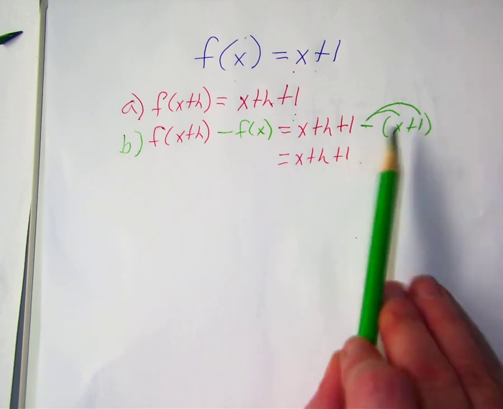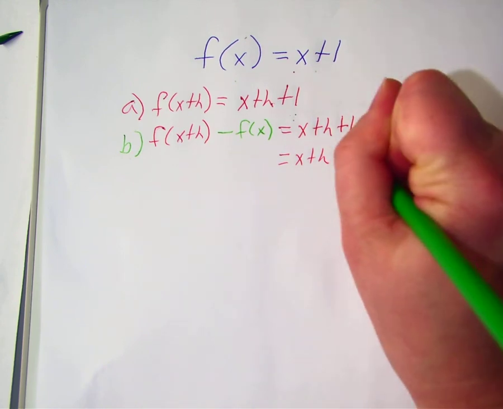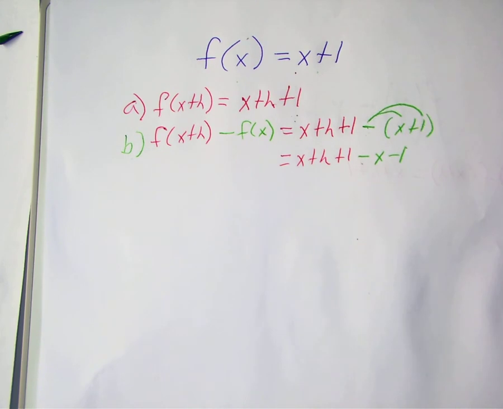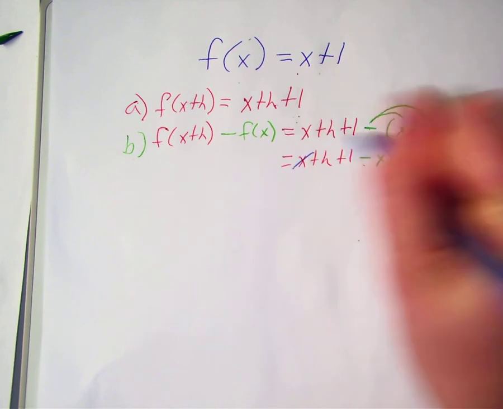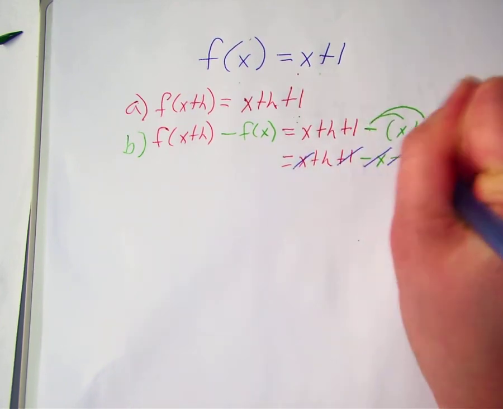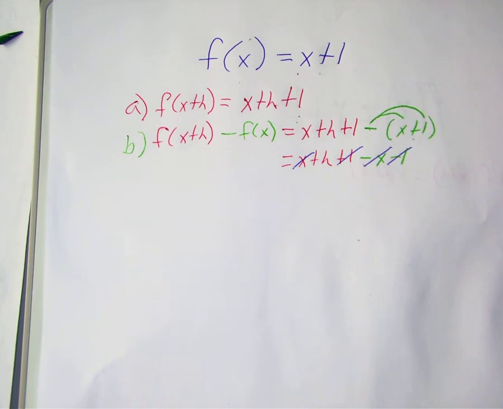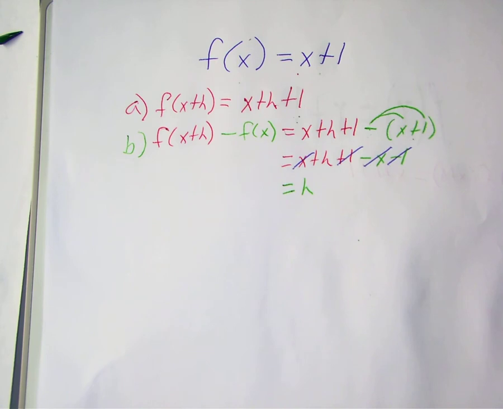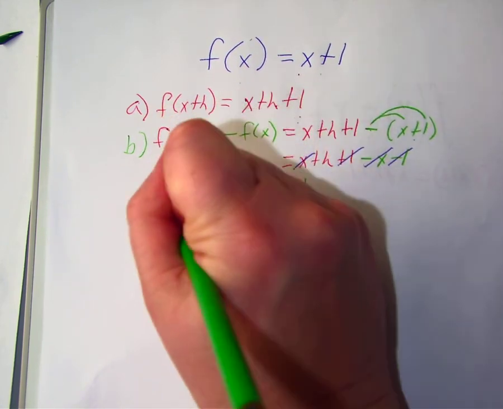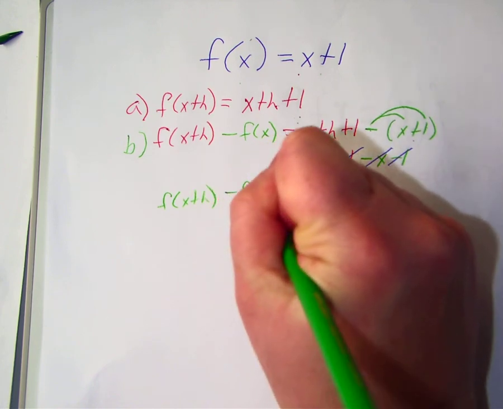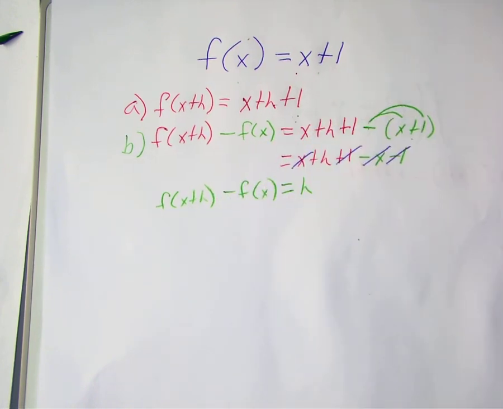I'm going to distribute the negative to both of these two terms. So I've got negative x and negative 1. All right, and now I have like terms that I can combine. So x and negative x are like terms, they cancel. And 1 and negative 1 are like terms that cancel. So what's left is just h. So f of x plus h minus f of x is equal to h.